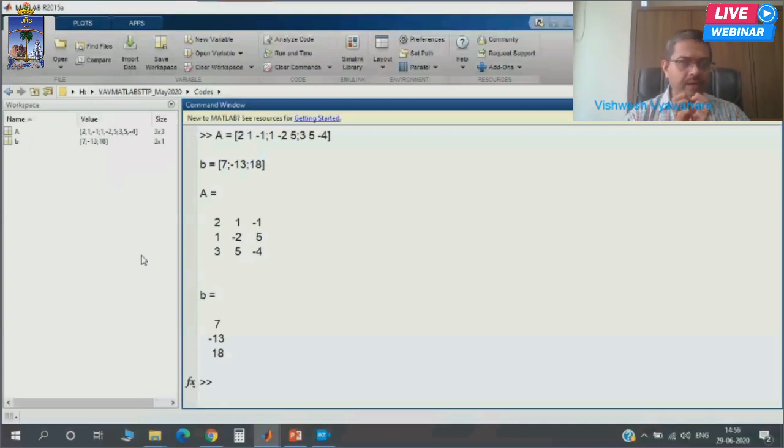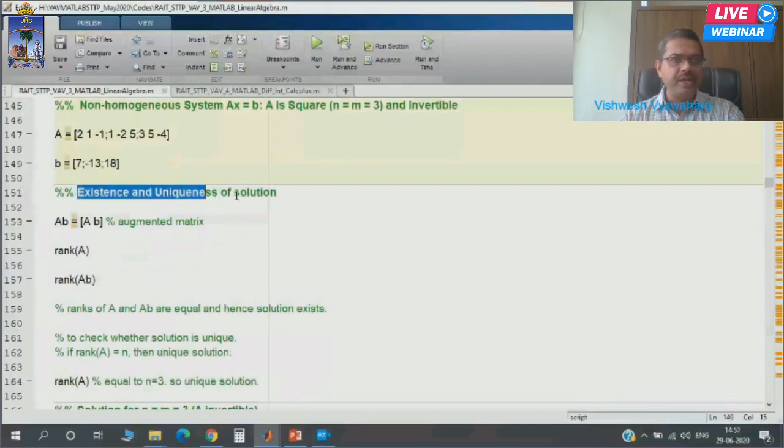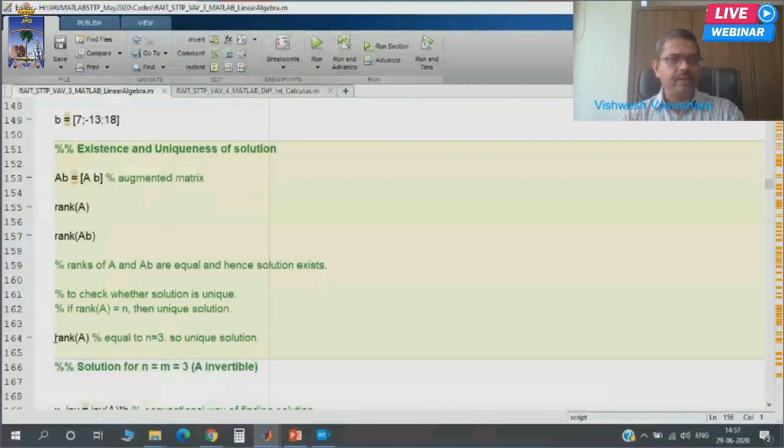Now you want to solve it, right? First of all, we need to check whether there is a unique solution existing or not. And for that, the condition is existence and uniqueness of solution. So we find an augmented matrix, augmenting A and B. We find the rank of A and the rank of AB, this augmented matrix. If the ranks of A and AB are equal, then the solution exists. And if the rank of A is equal to n, which is the number of equations, then we say that there is a unique solution.